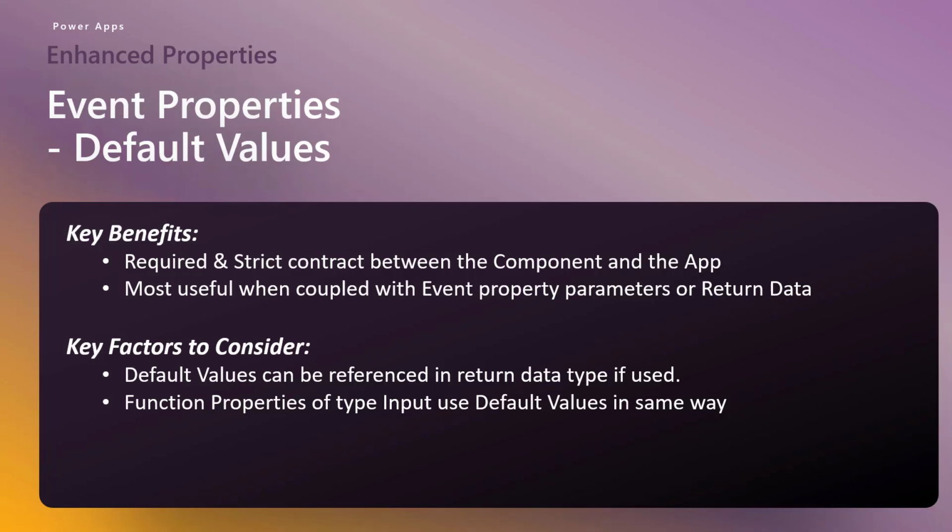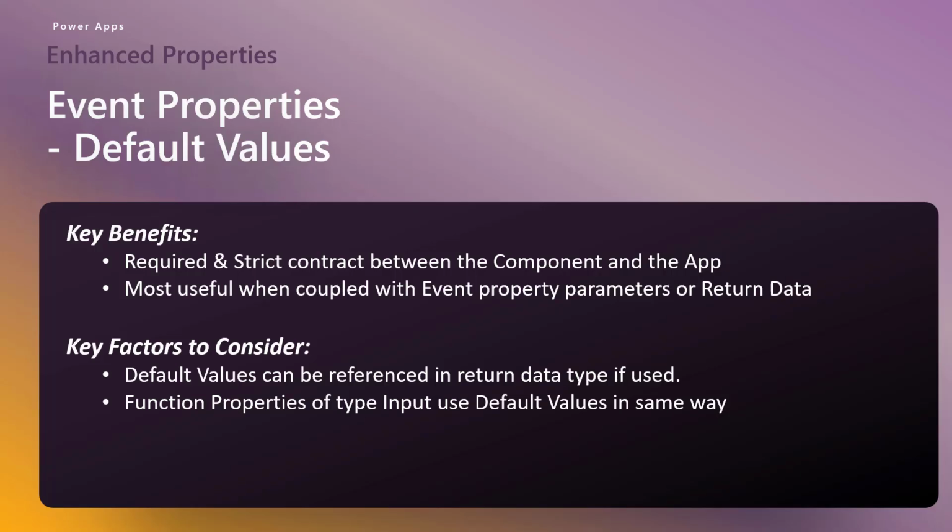It was, you could include some data, but you weren't required to include all of it. For example, in the case of a record, if you had a key value pair or multiple key value pairs, you could just provide some of them. But in the case of event properties, it is required and strict. Now, it's most useful when coupled with property parameters or return data. And so we'll see examples of both those scenarios.